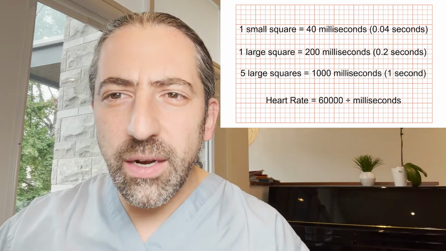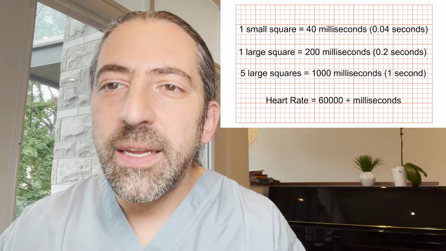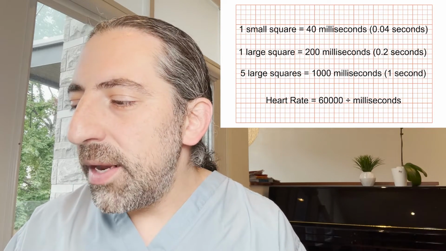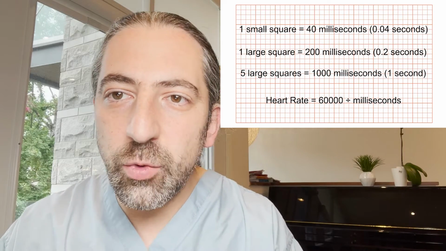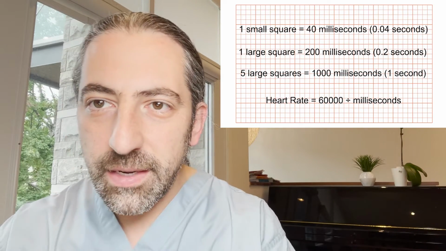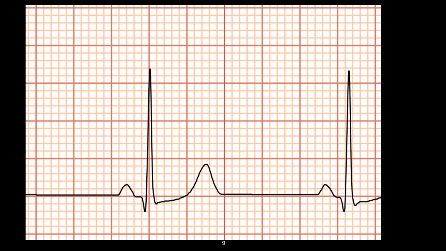Once you actually count the number of squares and figure out how many milliseconds are between 2 QRS complexes, now you take this formula. Heart rate is equal to 60,000 divided by the number of milliseconds between the 2 QRS complexes. Let's do another example. Here's our initial example. We're going to count the number of large boxes, and we have 1, 2, 3, 4, 5 large boxes, and we have 1.5 small boxes.